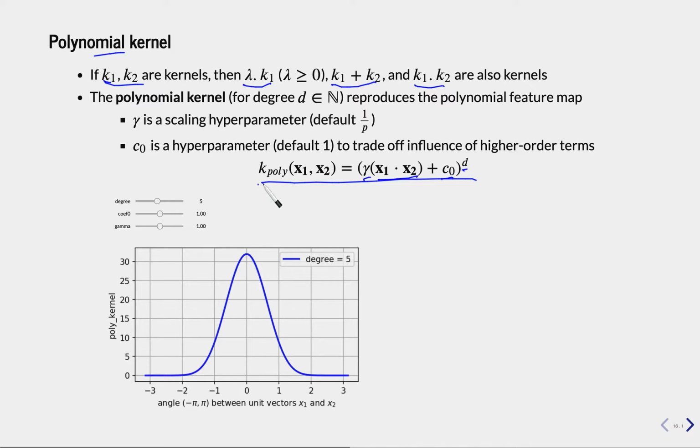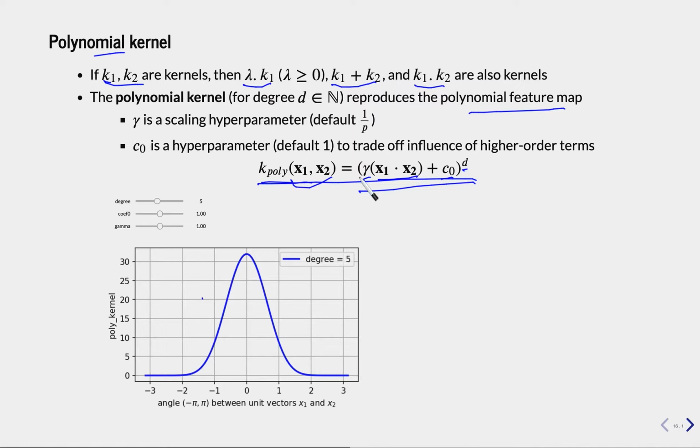This is a kernel that belongs to our polynomial feature map. Right? So if we use a polynomial feature map to basically add more dimensions, then the dot product of any 2 points in the high dimensional space is exactly this. Right? That's a nice property. This is a very useful kernel. It has a few parameters.